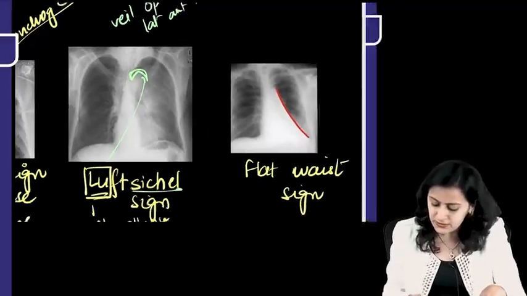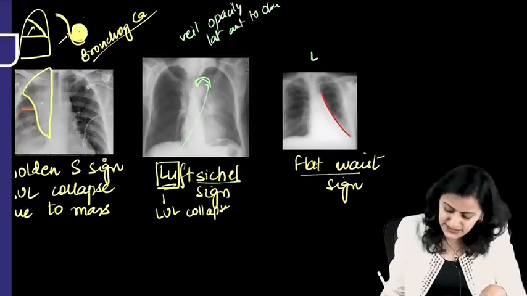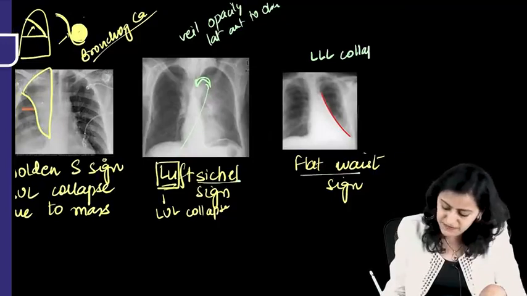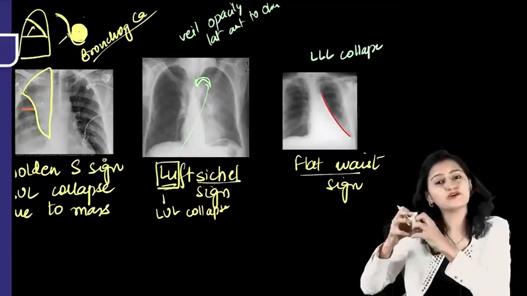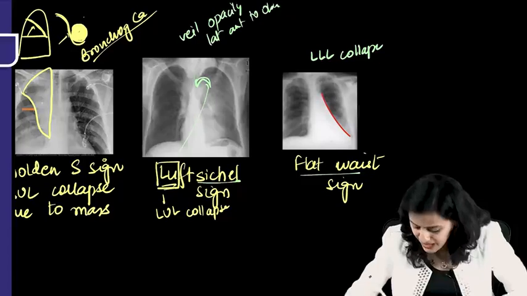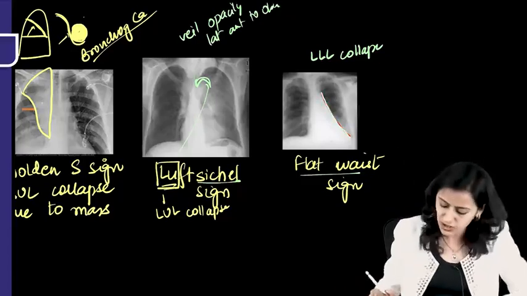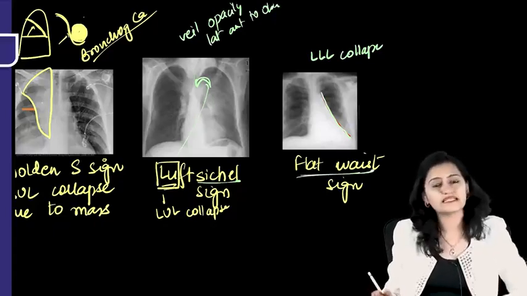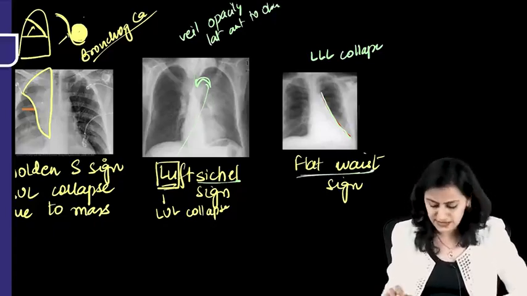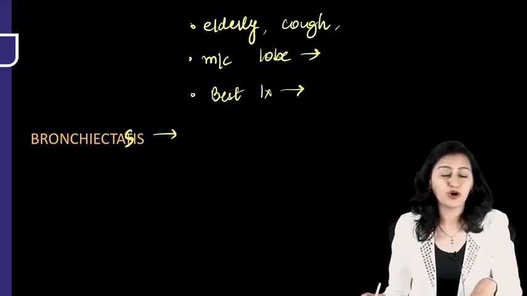Okay. Flat waist sign. It is seen in left lower lobe collapse. So when the left lower lobe collapses, the left heart border, the left mediastinal border becomes flat. So that is called the flat waist sign. Now, let's learn about bronchiectasis.